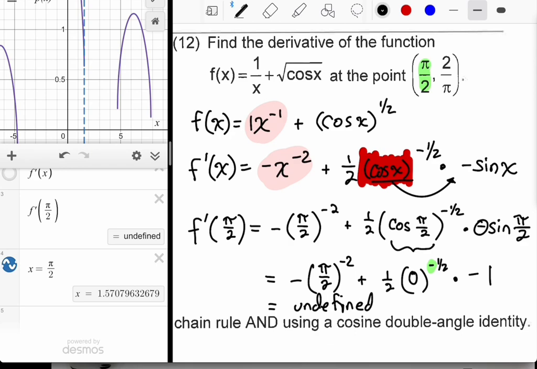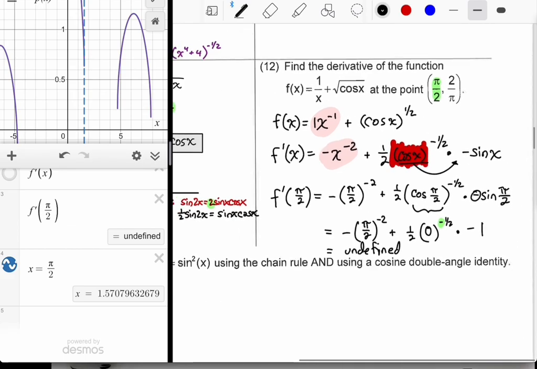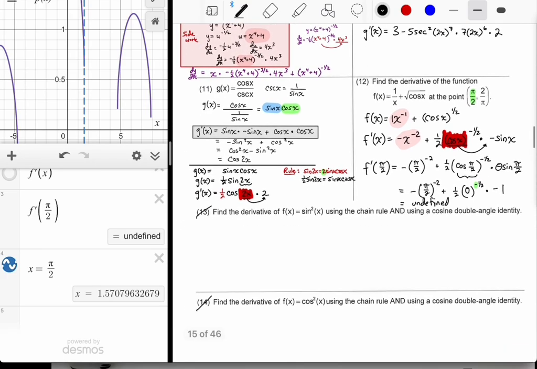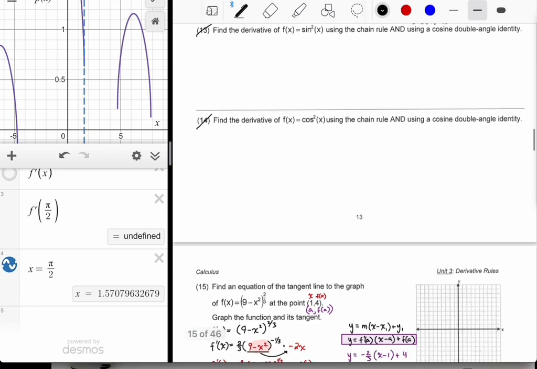I don't know what's going to happen there, but it does seem to be a pretty reasonable justification of the undefined derivative, right? So visually, something funky is going on at pi over 2, and that's usually good enough for most people. All right. So I told you to skip 13-14.